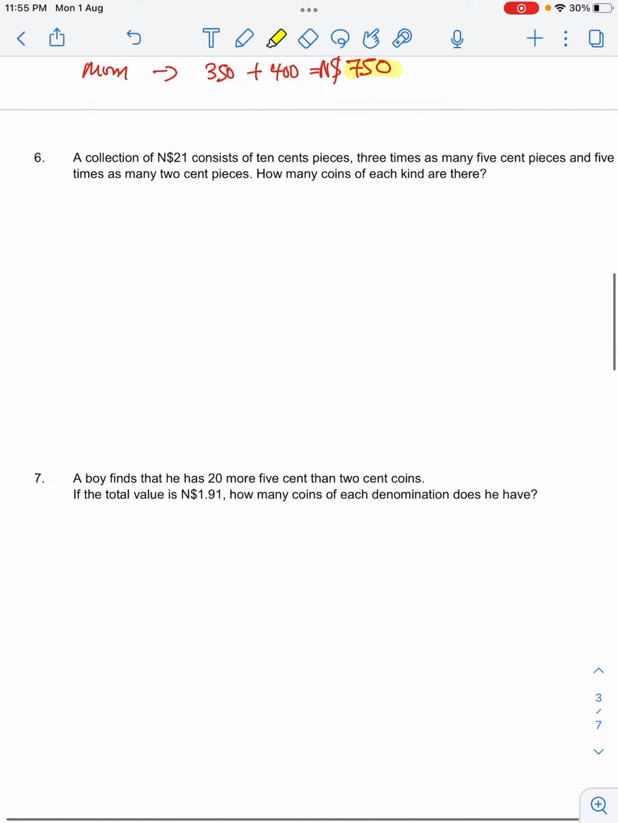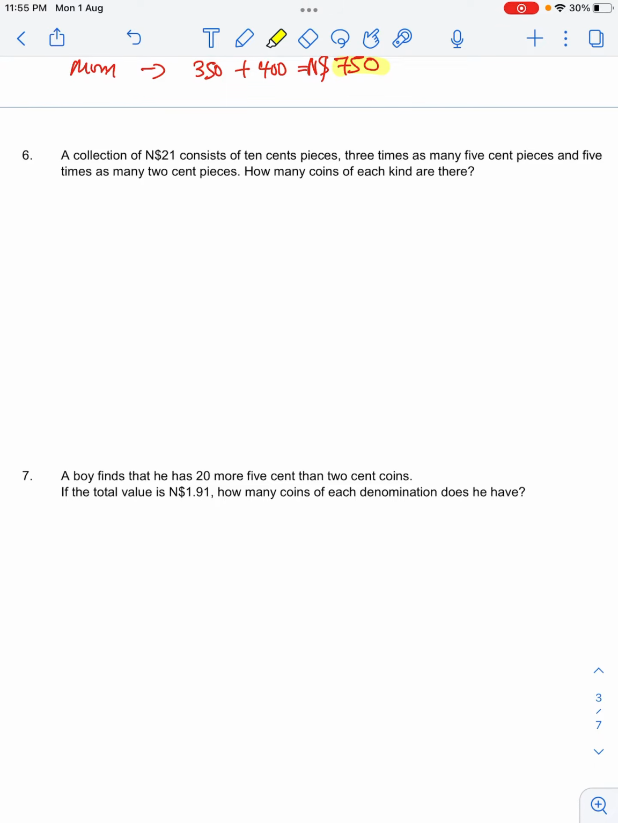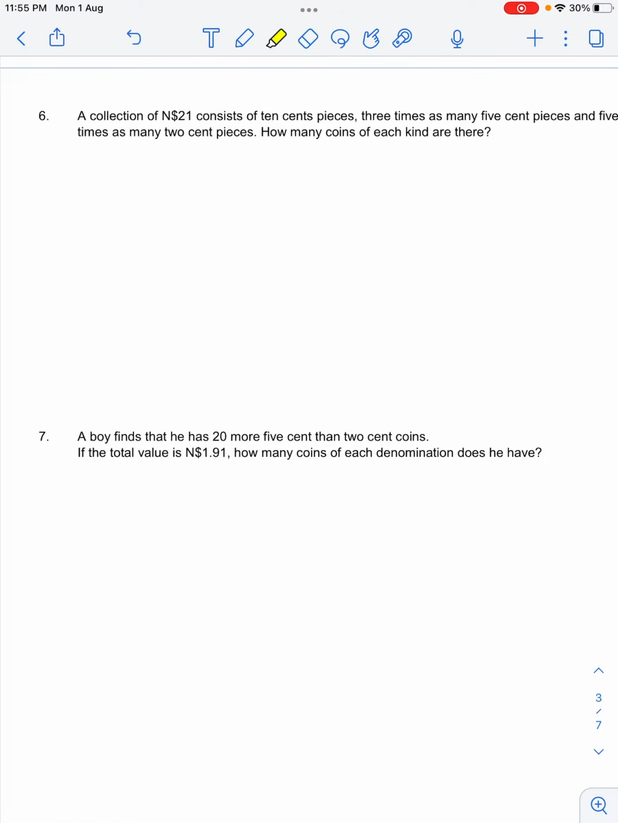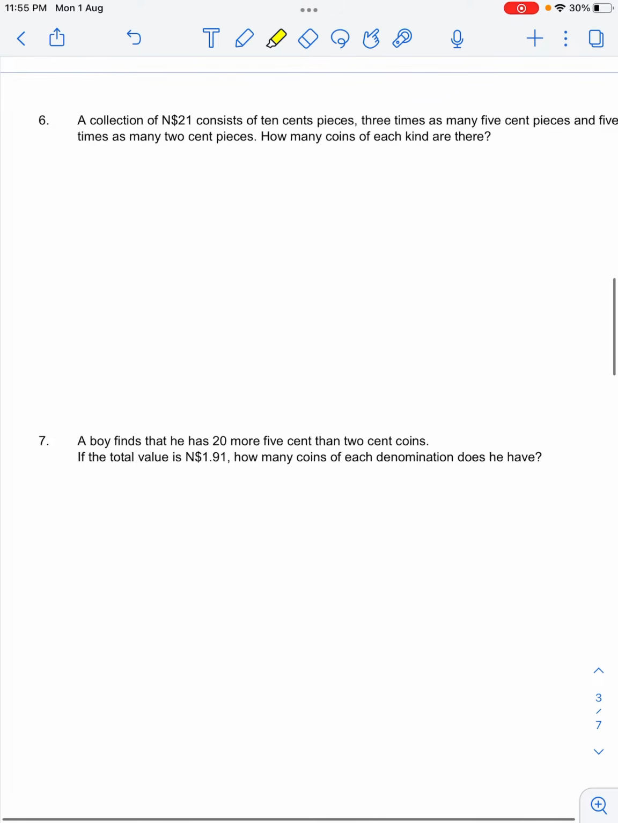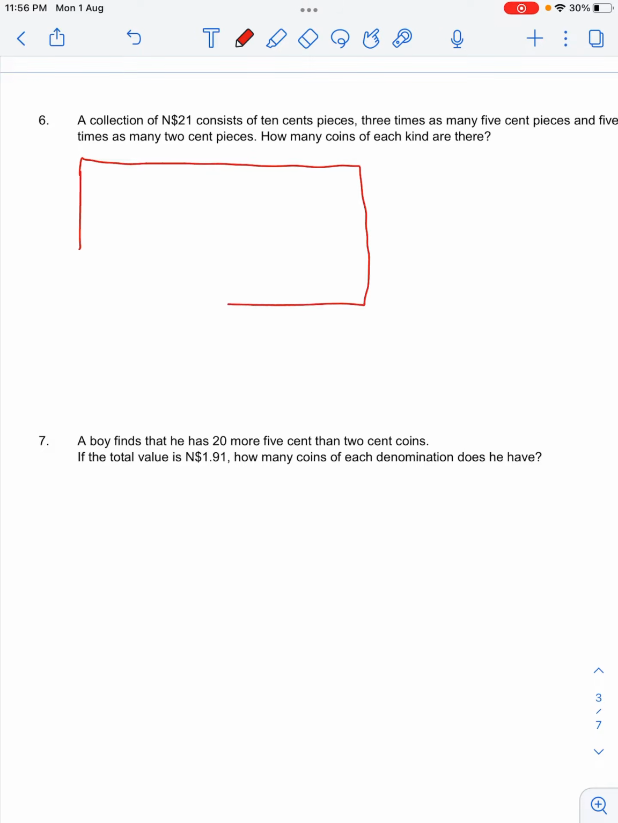Good. So here we go with the money questions. On coins: a collection of 21 Namibian dollar coins, 10-cent pieces, and 3 times as many 5-cent pieces, and 5 times as many 2-cent pieces. So what I will suggest you do is maybe you should make a table, like so, and we are comparing 3 things.